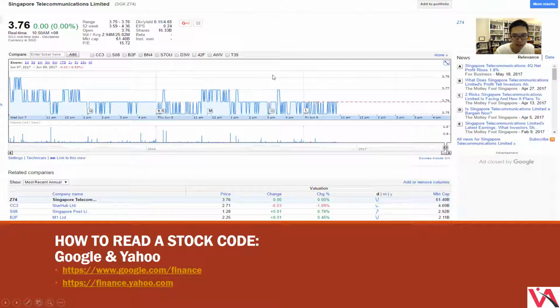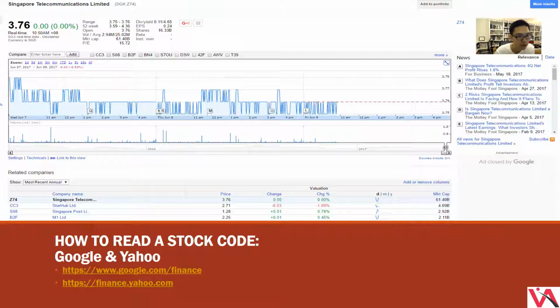So range is basically the price range that the stock has traded in within that day, right? So you can see that it's traded as low as 375 to 376, so it's roughly flat. And the 52-week range is basically the highest and lowest price that it has traded at over the last year. So it has been trading between $4.36 and $5.59 for the past year.